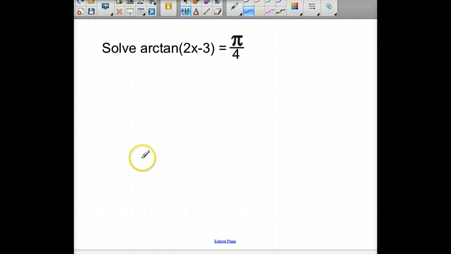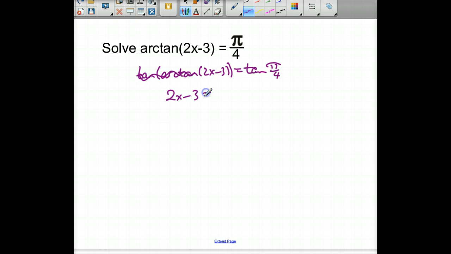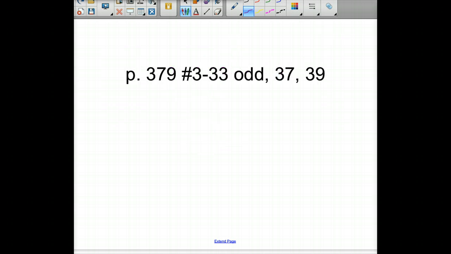You're also going to be asked on your homework to solve equations. To undo the arctan to get at that x, we're going to do tangent of both sides. So those cancel out, and we'll have 2x minus 3 equals tangent of pi over 4. Pi over 4 is our 45-degree angle. Square root of 2 over 2 on each side. Tangent is opposite over adjacent. So square root of 2 over 2 divided by square root of 2 over 2 is 1. Add 3 to both sides. You get 4. X is 2. And there's your homework.